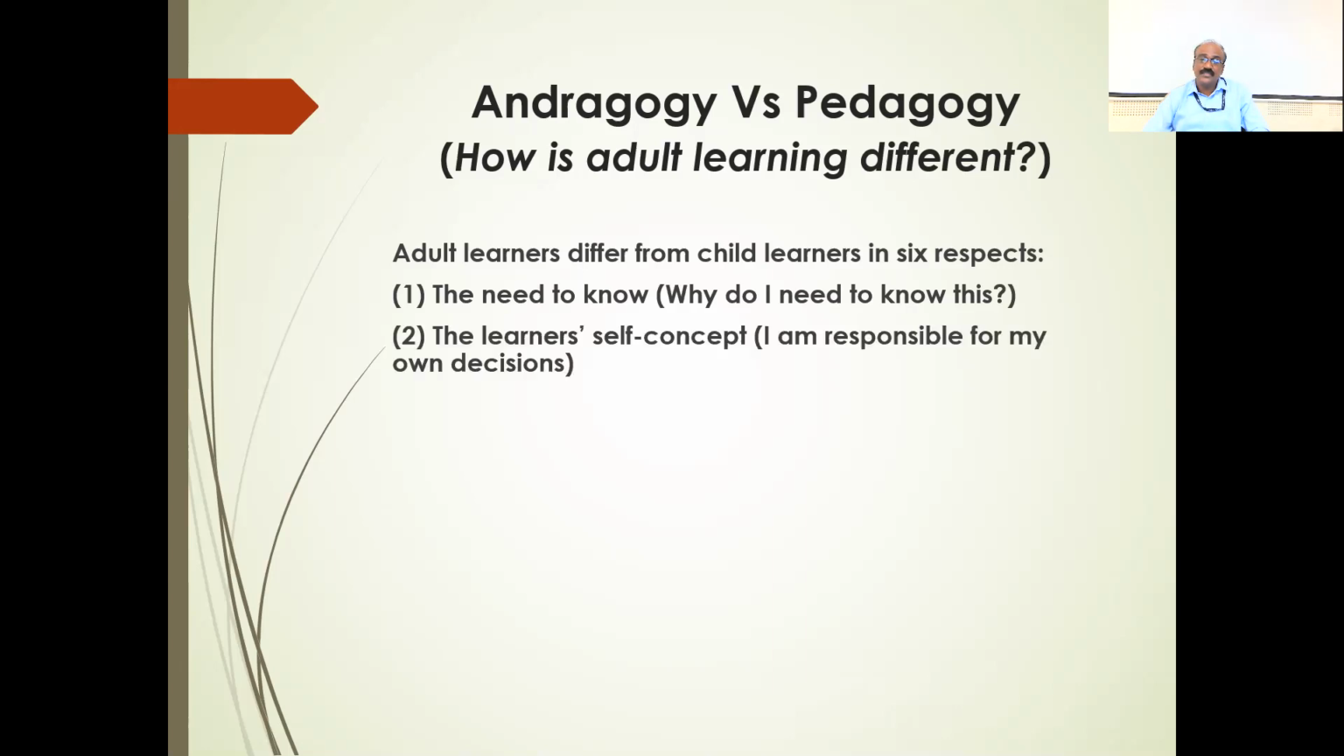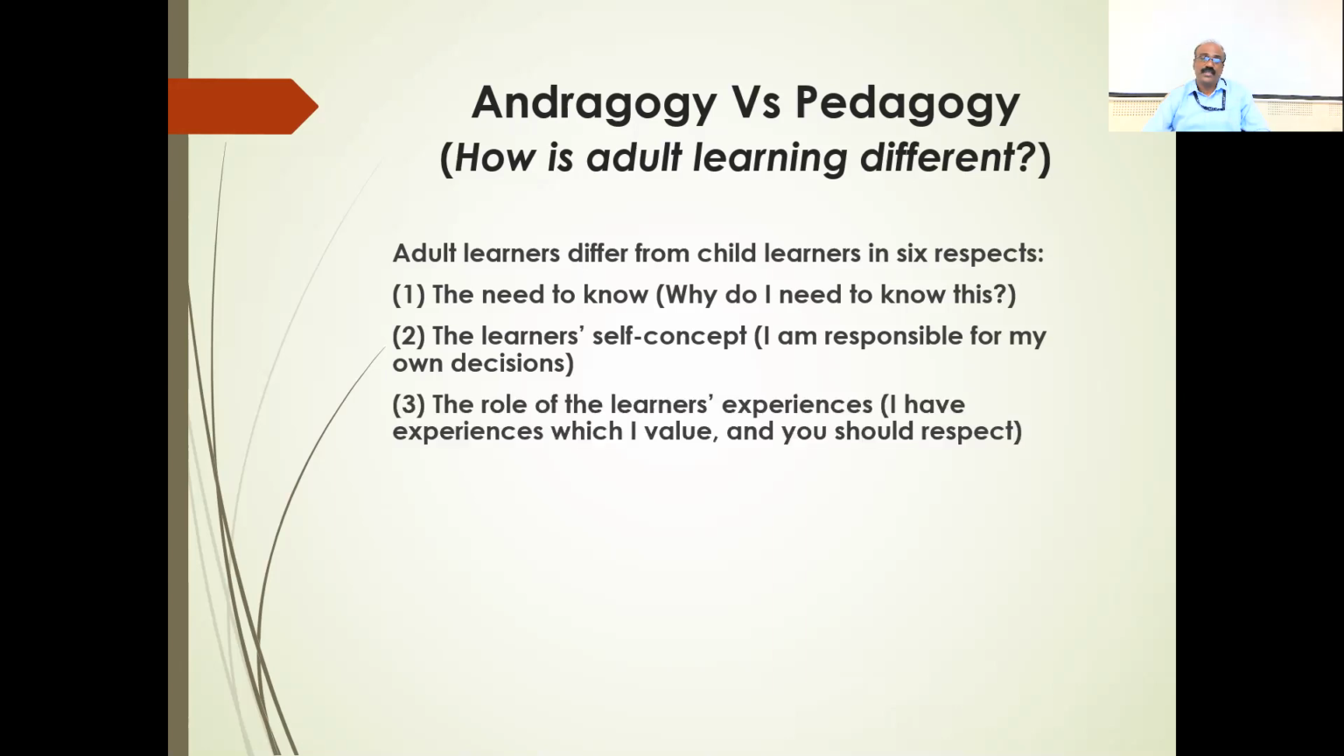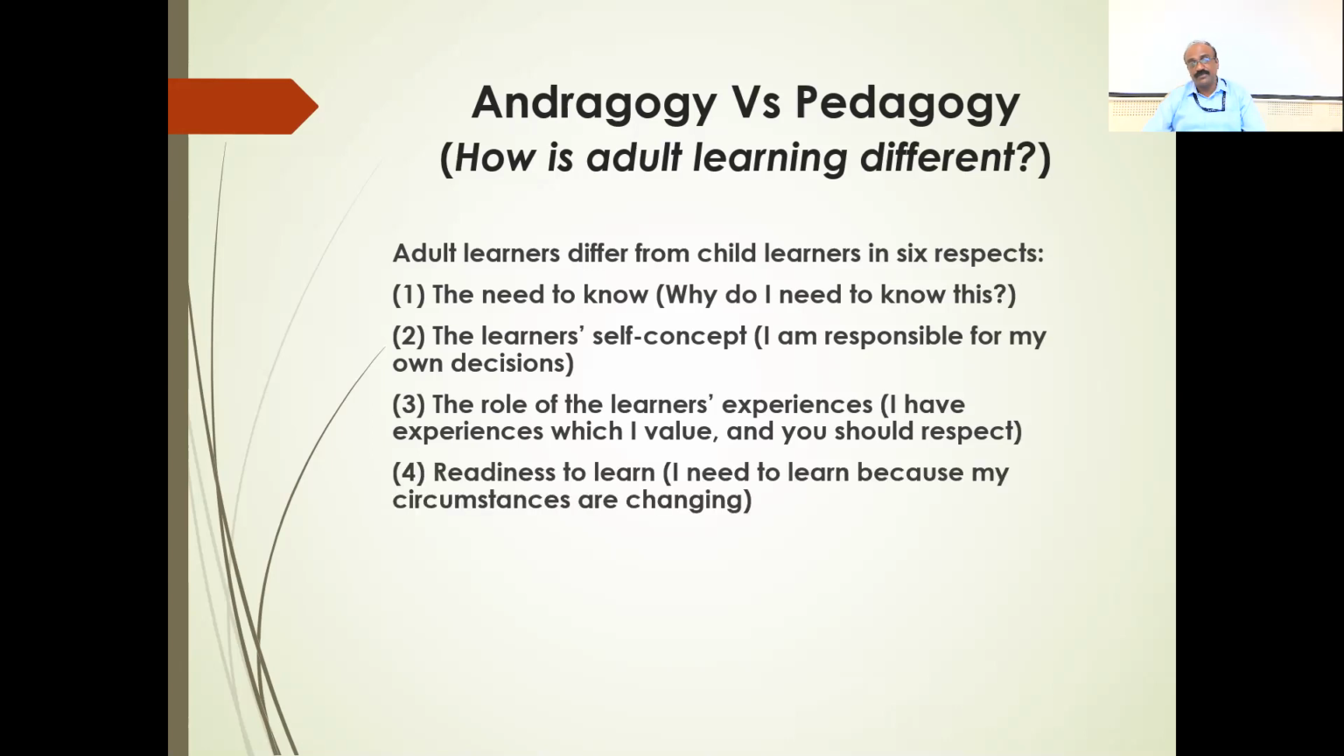Then the second thing is the learner's self-concept. In what way am I responsible for my own decisions? Adults want to know in what way they are responsible for their own decisions. The third one is the role of the learner's experience. Adults want to value the experiences they have undergone. I have experiences which I value, and you should also respect them. Teachers should respect their previous experience.